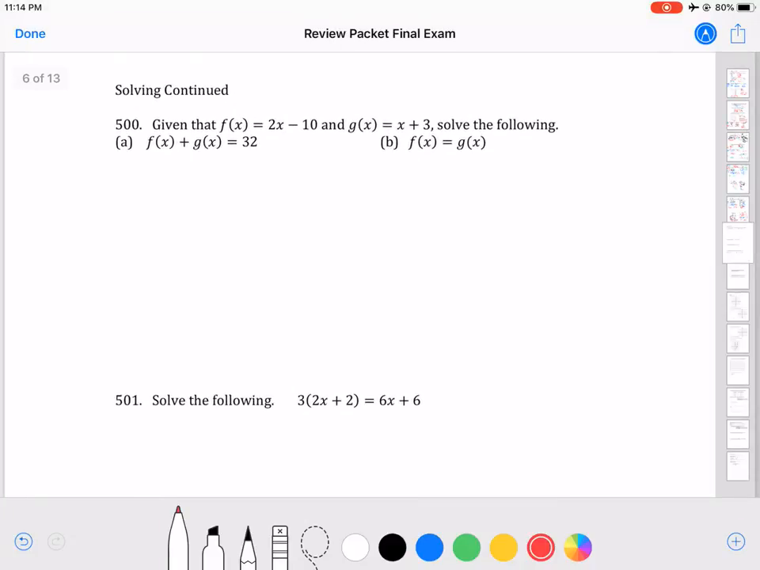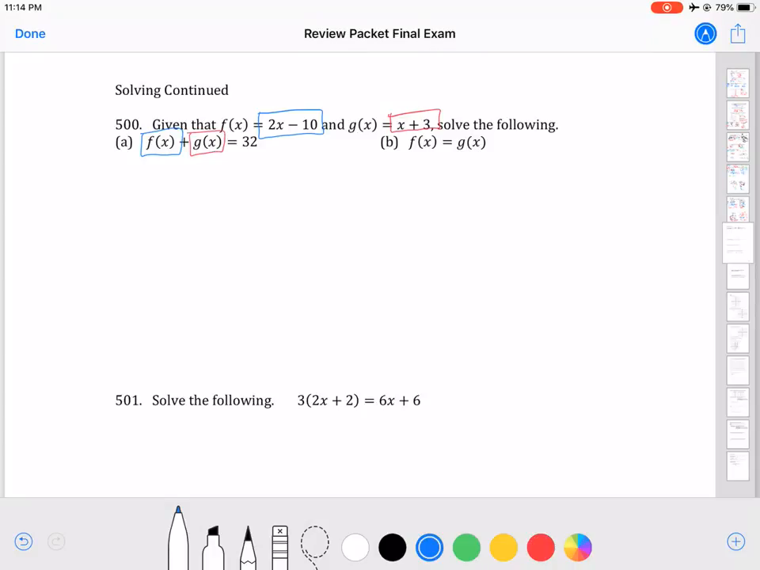Moving right along, it is solving continued, but these are a little bit different situations. So for 500, believe it or not, we've done 500 questions. It says, given that f of x is equal to 2x minus 10 and g of x is equal to x plus 3, solve the following. So f of x being 2x minus 10, and g of x being x plus 3, I'm going to use part A, which says f of x plus g of x.